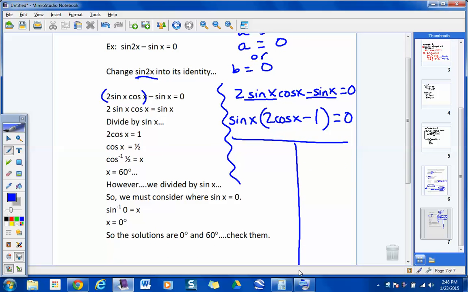What this is saying here, kiddos, is this. It's saying the sine of x could be what value? Well, it could be 0, right? Guys agree with that? Or it also means that the part in parentheses, 2 cosine of x minus 1, could equal 0.